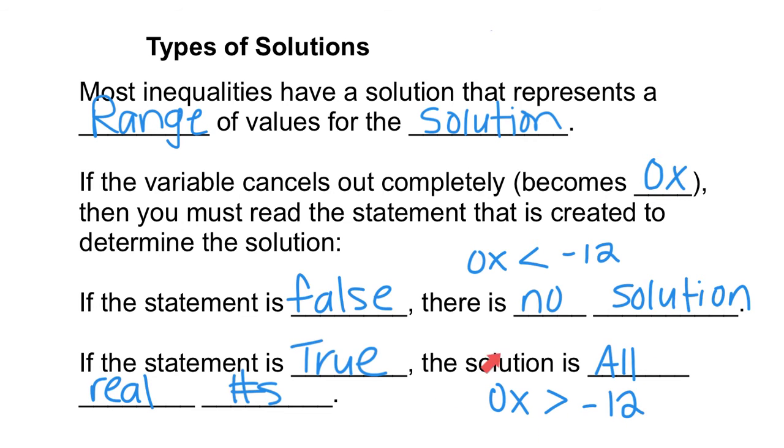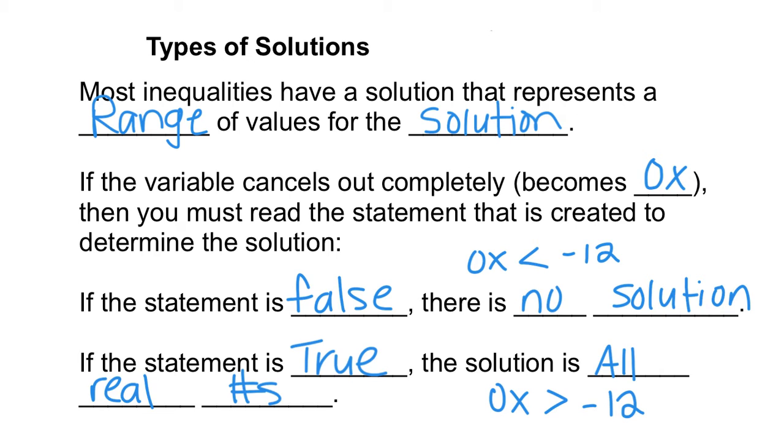This kind of stuff only applies when your x becomes 0. So if your x is not 0, you just give the solution the way it comes out. If you end up with x is less than 5, that's just your answer. But if you end up with a 0x, you've got to decide whether the problem has no solution or an all real numbers solution based on how that turns out. So false statements are no solution, true statements are all real numbers.